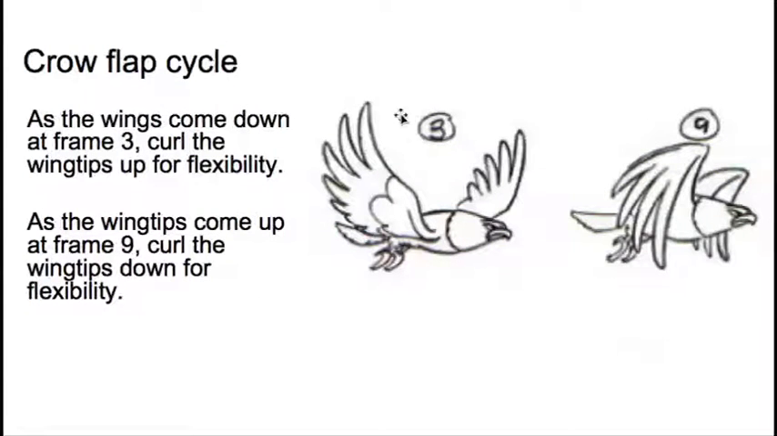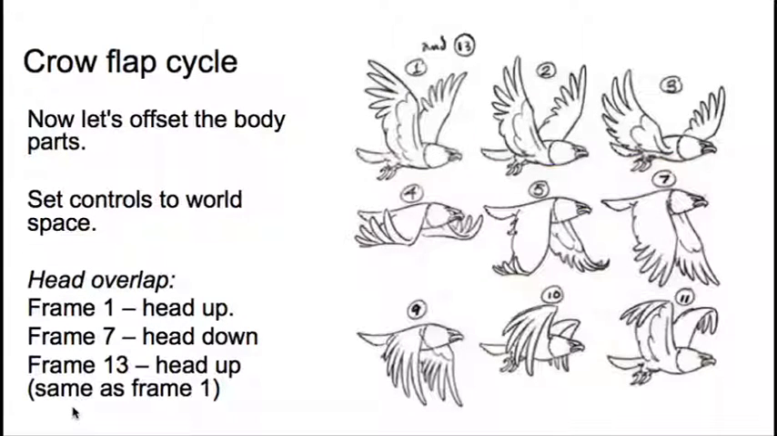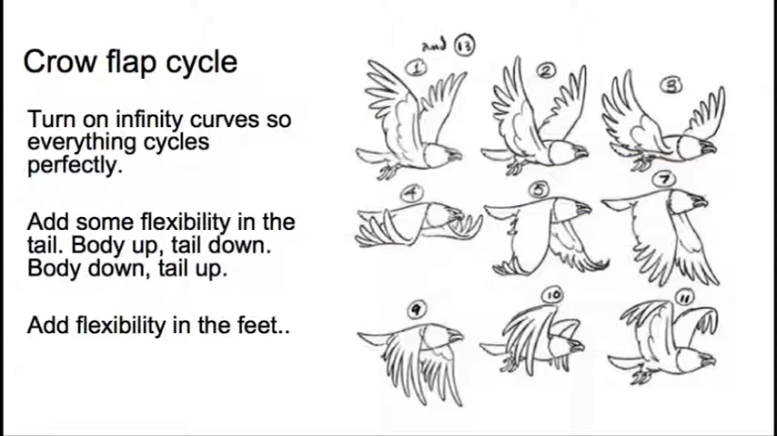Then as the wings come down, we're going to curl the wingtips up for flexibility. And then as the wings come up again, we're going to curl the wingtips down, also for flexibility. And here's our cycle. There's 1 and 13, and this gives us a pretty decent indication of what it's going to look like. And when you select the main movers on the crow, you want to set your controls to world space so that it makes it easier to do the rotations. You also want to turn on infinity curves so that everything cycles nice and smoothly.